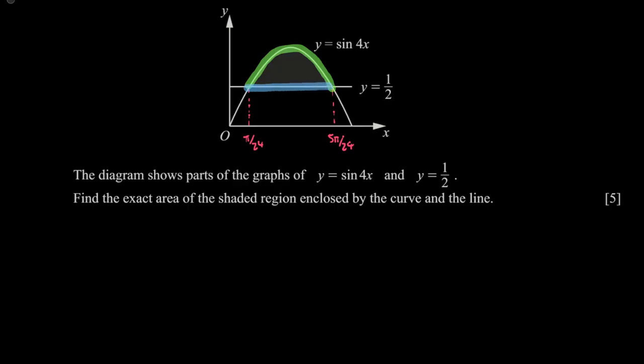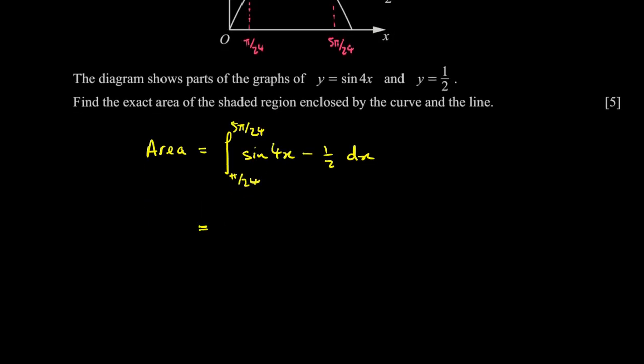Okay, so if we actually want to find the area of the region, we could say the area is equal to the integral of the function on the top, which is sine 4x, minus the function on the bottom, which is a half, integrated with respect to x between the boundaries of pi by 24 and 5 pi by 24. Okay, so if we integrate sine 4x, we are going to get negative cos 4x divided by 4, so negative 1 upon 4 cos 4x. If we integrate negative a half, we get negative a half x. And so we are now going to put in the boundaries of 5 pi upon 24 and pi upon 24.